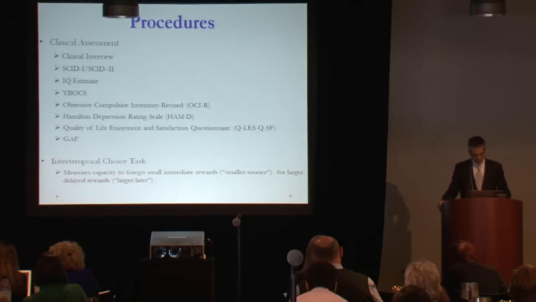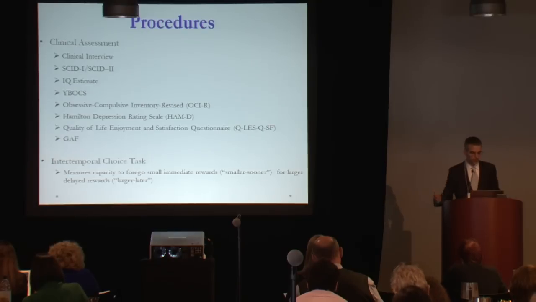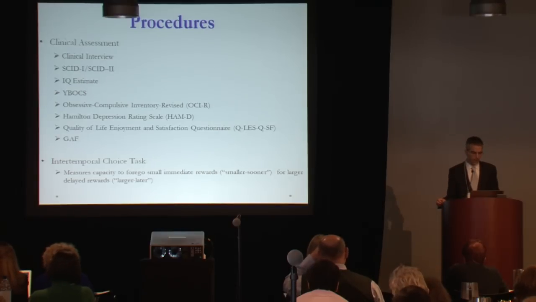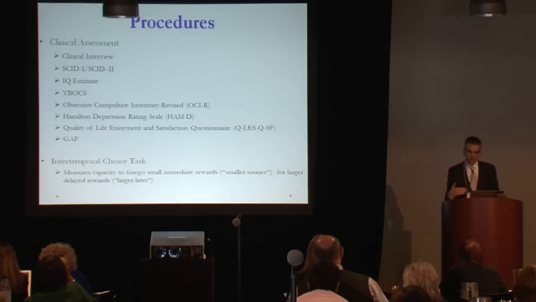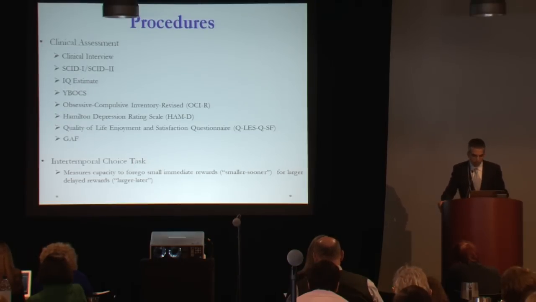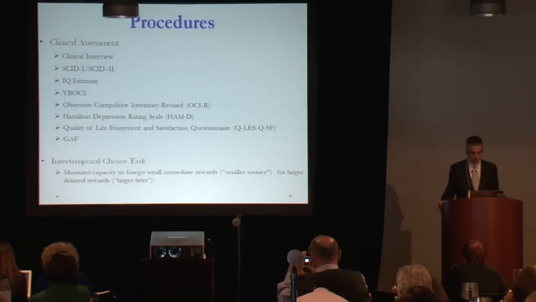The procedures, just to review quickly: we did a clinical interview, a very thorough interview, as well as both SCID 1 and SCID 2. We did an estimate of IQ based on standard reading tests. The Yale-Brown Obsessive Compulsive Scale is a measure of OCD severity. We had a self-report measure of obsessive compulsive behaviors, which gives dimensions of OCD behaviors, called the Obsessive Compulsive Inventory Revised. The Hamilton was used for depression rating. The Quality of Life, Enjoyment, and Satisfaction Questionnaire was used as an index of impairment in quality of life, and then global assessment of functioning.